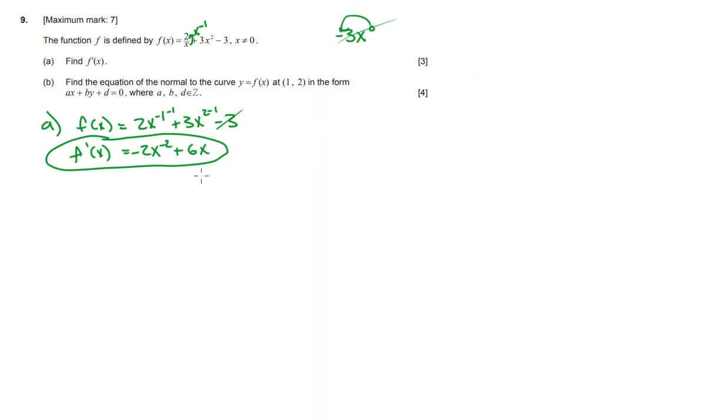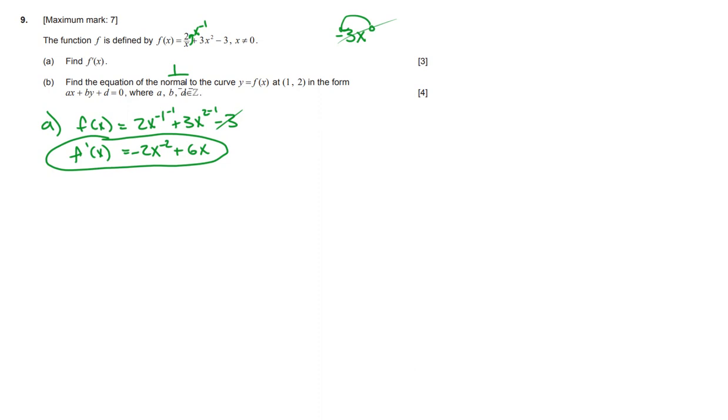3 points for just taking the derivative, you guys. That's pretty good. Okay, and then the second part says find the equation of the normal. Remember, normal means perpendicular to the curve y equals f of x at 1, 2 in the form ax plus by plus d equals 0. That's the standard form, which is really not great for anything, where a, b, and d are integers. So make sure you can't have these in fractions. And officially, we're not supposed to have a be negative as well. So we're going to find the equation of the normal to the curve at 1, 2 in this form.